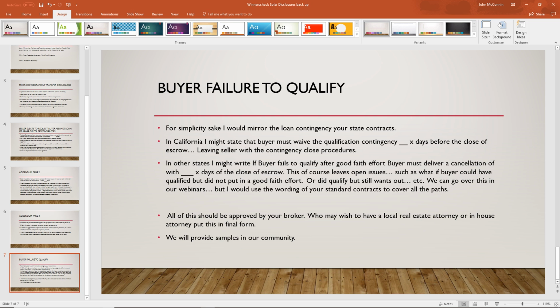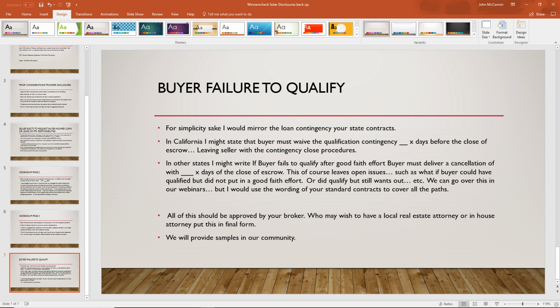I would consider mirroring the loan contingency. In other words, that they use their best efforts to qualify, they do their due diligence, and they provide the necessary documentation for qualification for that loan, so they can assume the loan or assume the lease. Now, that brings up issues like, what if they're qualified but they don't give notice that they've qualified?